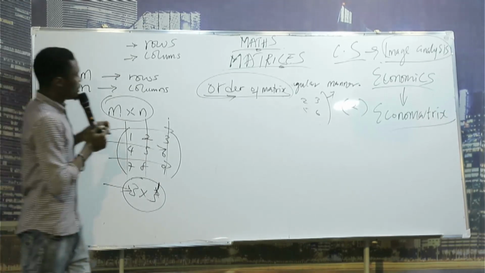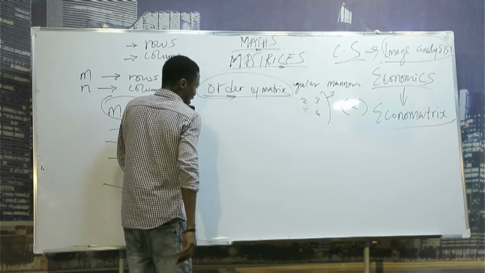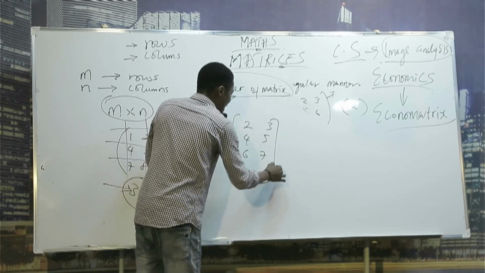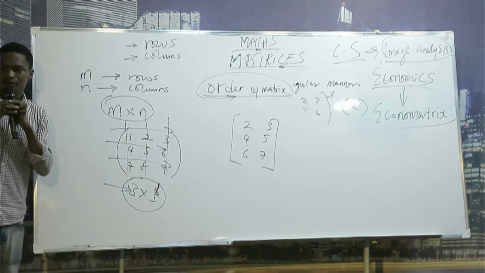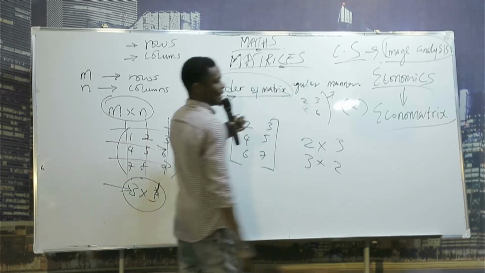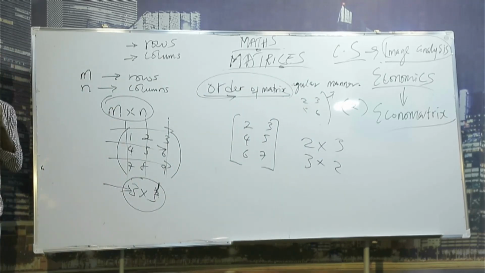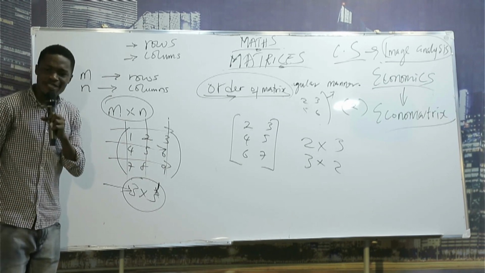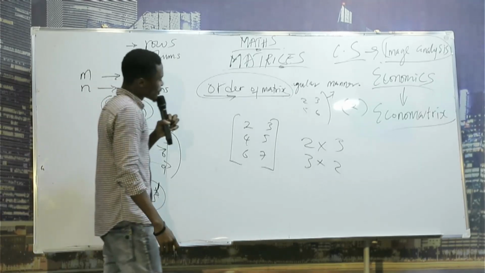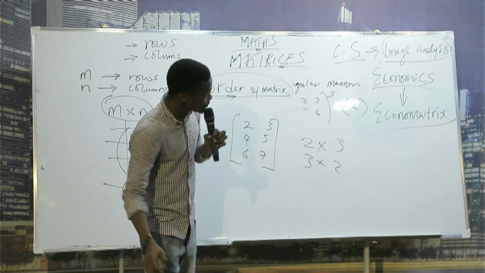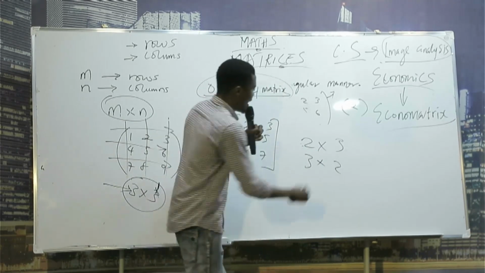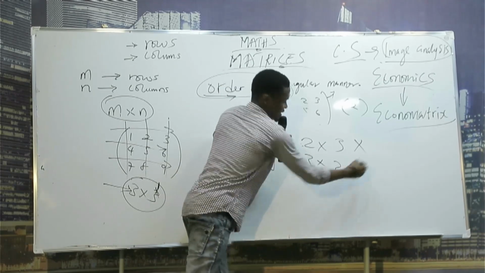Now look up. Class, look at an example: 2, 3, 4, 5, 6, 7. What is the order of this matrix? Is it 2 by 3 or 3 by 2? You say 2 by 3, you say 3 by 2, or you don't know the answer. You must belong to one category. Those who said 2 by 3, the answer is 3 by 2.